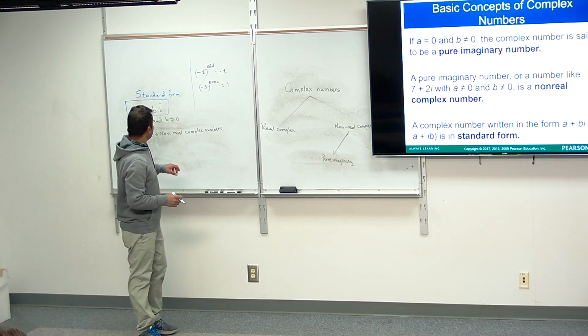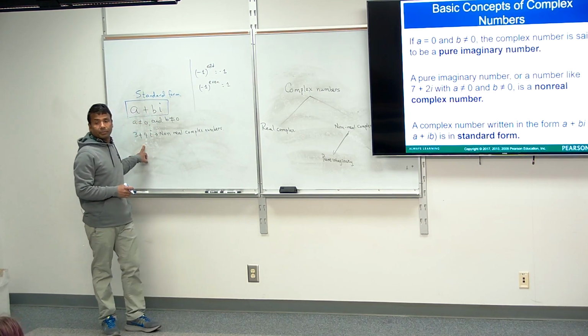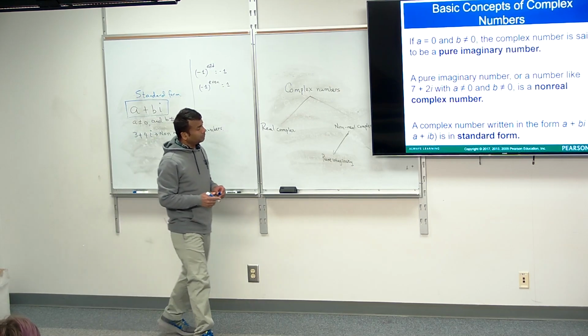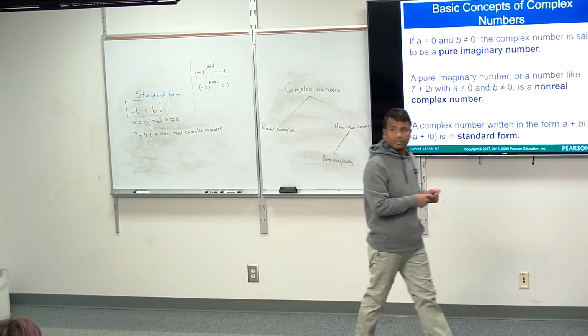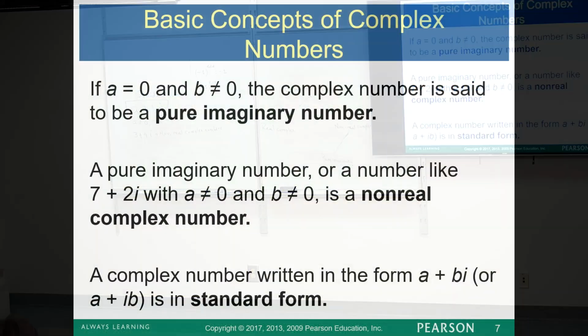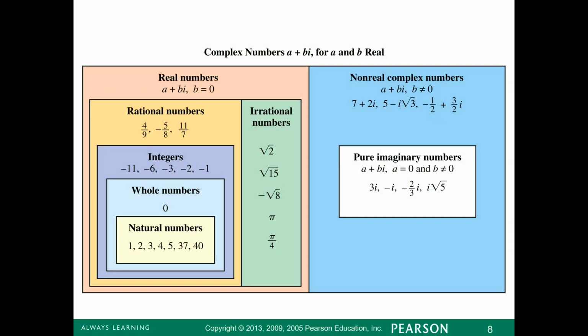So this is a standard form, okay? 3 plus 4i. Any questions so far? Did I make sense here? Yes? Good. Look here. So you have real numbers, you have non-real complex numbers, right? You see?